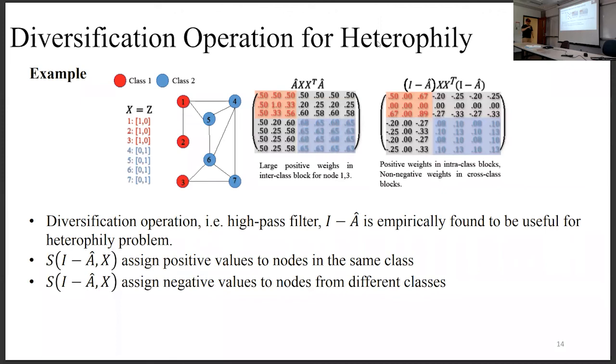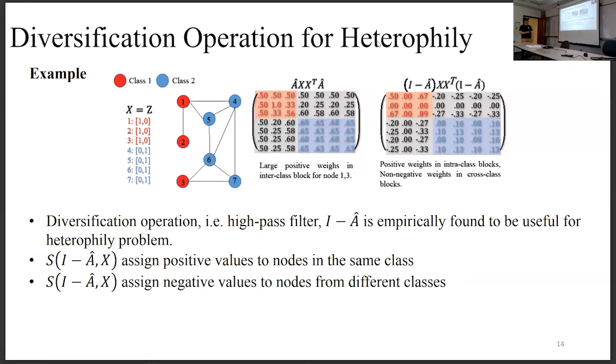And also to address the performance degradation of heterophily graphs, it is empirically found that using the high pass filter, that is I minus A hat, is empirically helpful to address this problem. And through the lens of the similarity matrix, we can find that in this example, the similarity matrix assigns a positive value to the nodes in the same class and assigns negative values to the nodes from different classes.